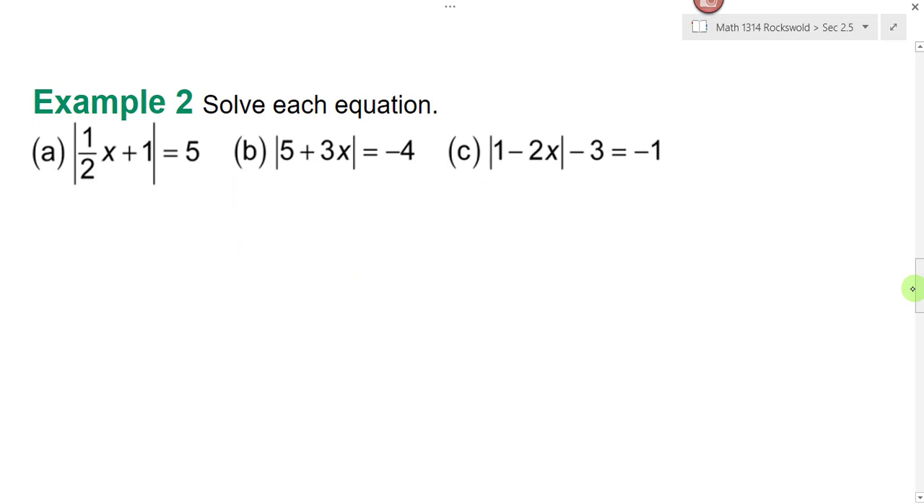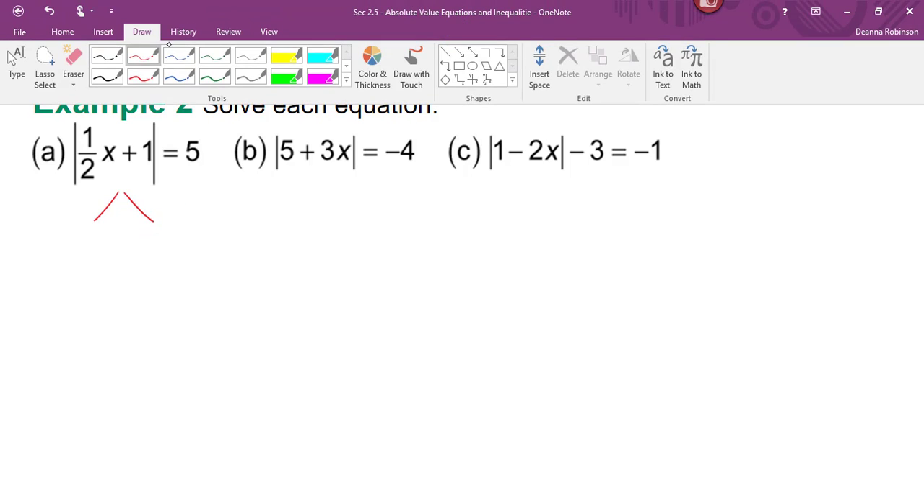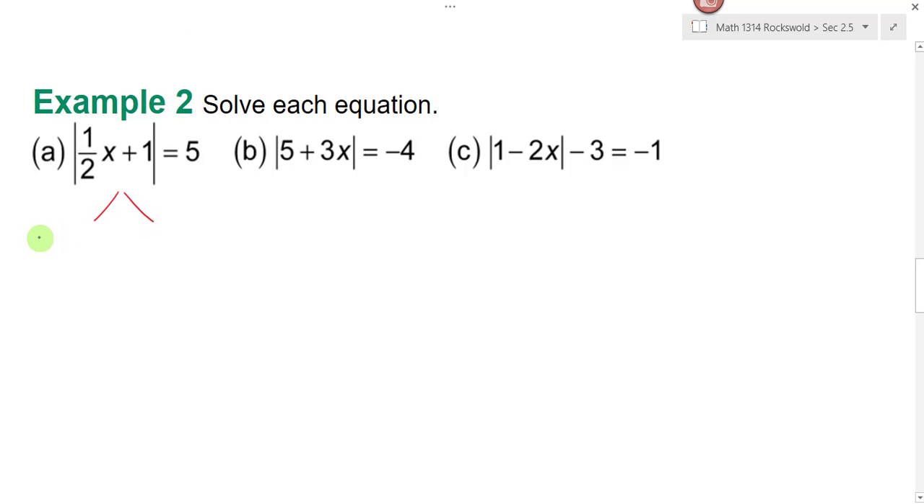So in example 2, we're asked to solve each of the following equations. Fortunately, in part A, the absolute value is already isolated, so I begin this process by setting up my two equations. My first equation is going to be 1/2 x plus 1 equals negative 5, and the second equation is going to be 1/2 x plus 1 equals positive 5. Now to solve this for x, what do I need to do next?